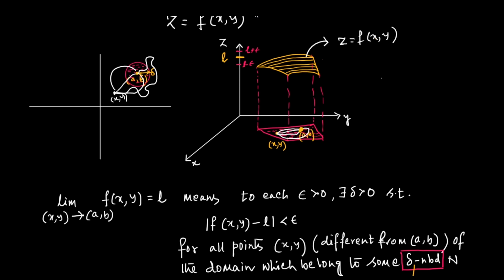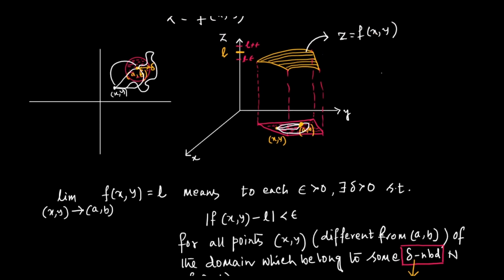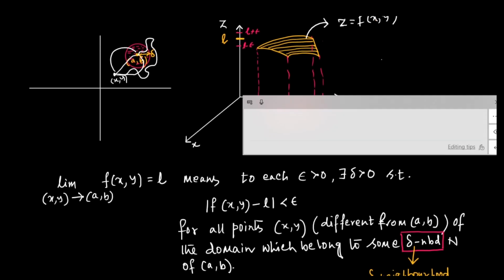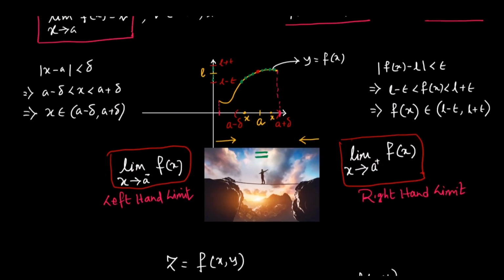So whenever by any approach path, xy is lying in this neighborhood, and if we make delta very, very small, the neighborhood will also become very, very small. So xy and AB will become very, very close. And in that situation, if f(x,y), that is the value of z, also lies in this interval, and if this epsilon is also very small, this definition says that whenever xy and AB are very close, if f(x,y) is very close to L, we say that the limit as xy tends to AB of f(x,y) is equal to L. That is what we have discussed in the earlier case also.